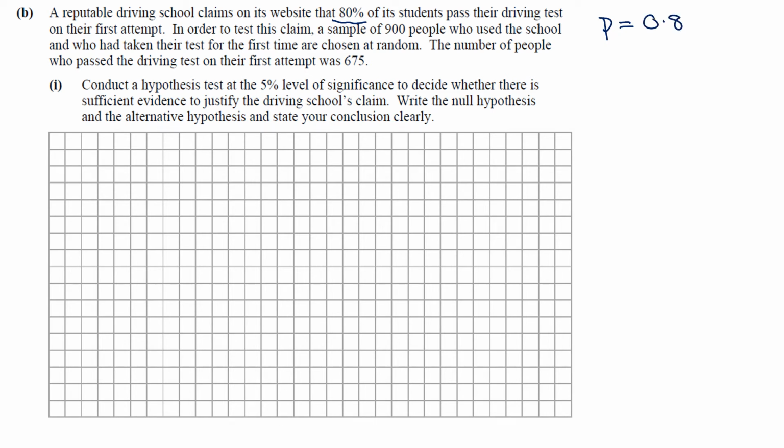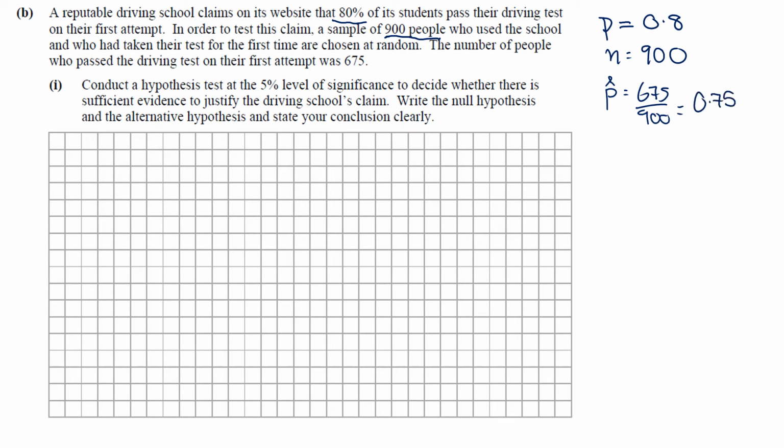In order to test this claim, a sample of 900 people, so now they're talking sample, n is equal to 900, who use the school and who had taken their test for the first time are chosen at random. The number of people who passed is 675. So using the sample, the proportion of the sample who passed was 675 over 900. So we need to work that out ourselves. And when we do that, 0.75.